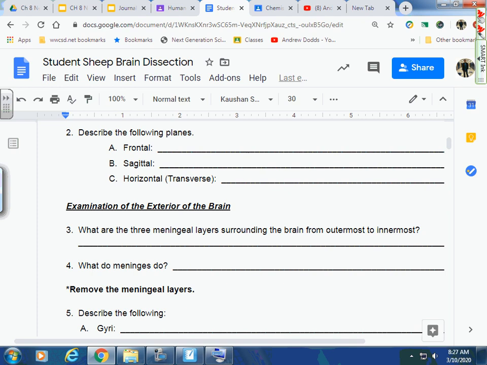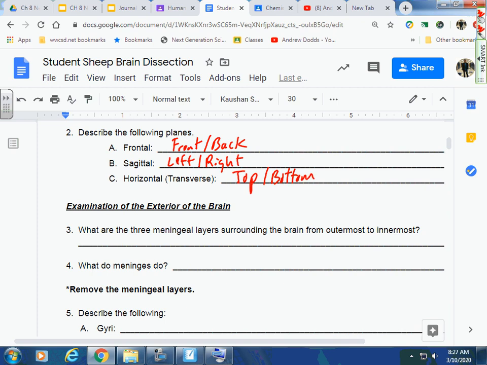Okay, planes. The frontal plane would divide the brain into front and back. Sagittal divides it into left and right parts, and horizontal divides it into top and bottom parts.